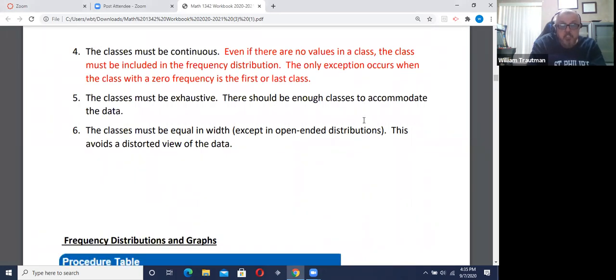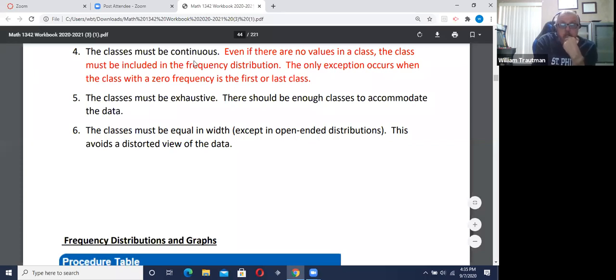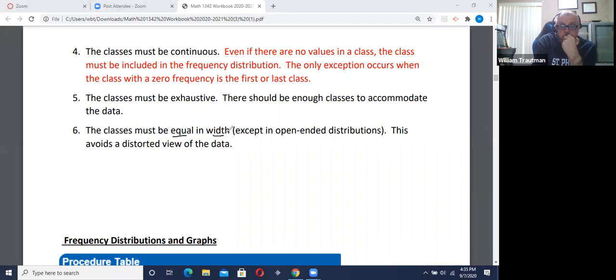The classes must all have an equal width. That's kind of important. The classes must all have an equal width. And that just prevents a distorted view, so your graph is not uneven or it misrepresents the data.